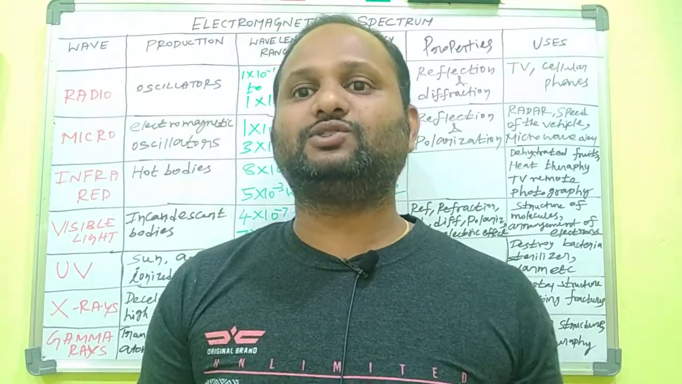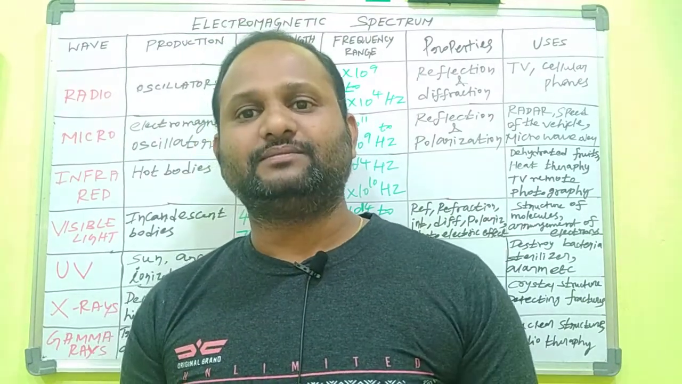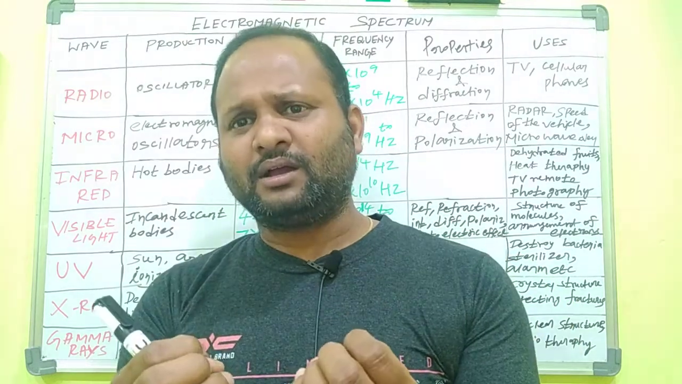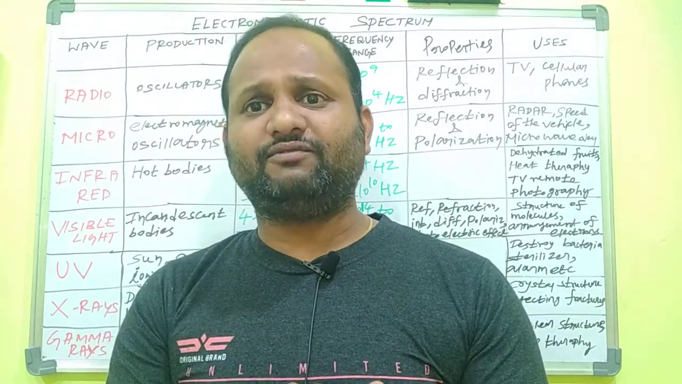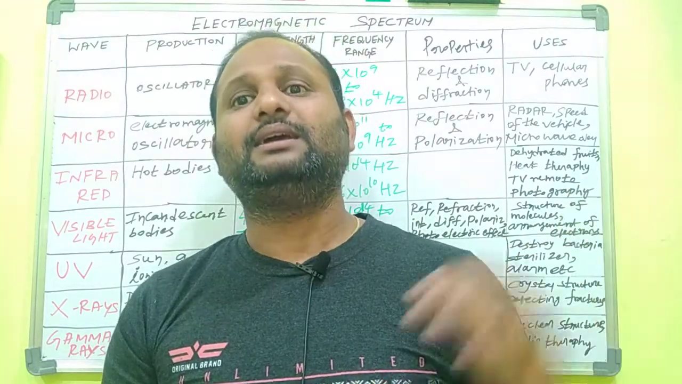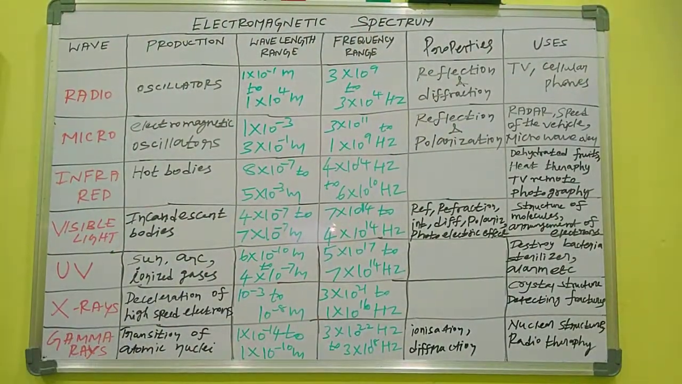Night vision cameras are also made with the help of infrared photography. In huge mist and fog, we can't take photos with ordinary photography, but we can do it in the infrared.